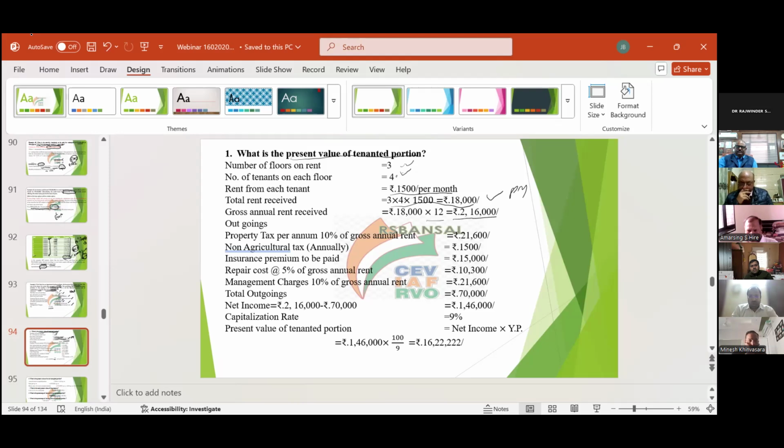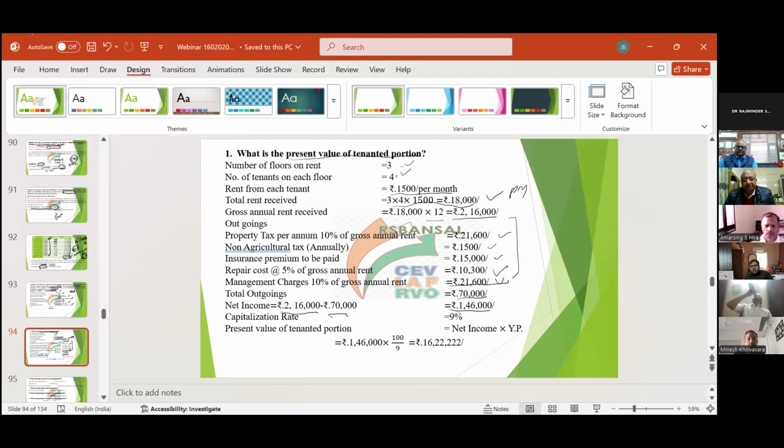Then out of this, he has to pay property taxes 10%, non-agricultural tax 1,500, insurance 15,000, repair cost 5% of 2,16,000, which is 10,300. Management charge is 10% of 2,16,000, 21,600. If you add up all the total outgoings, it will come out to be 70,000 approximately. So net income will be 2,16,000 minus 70,000, 1,46,000.